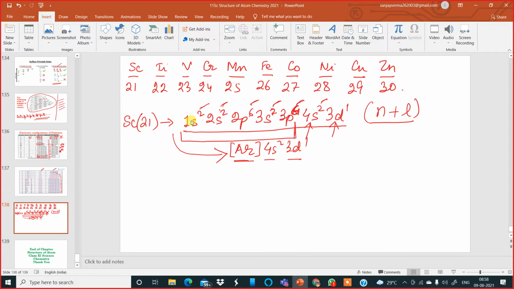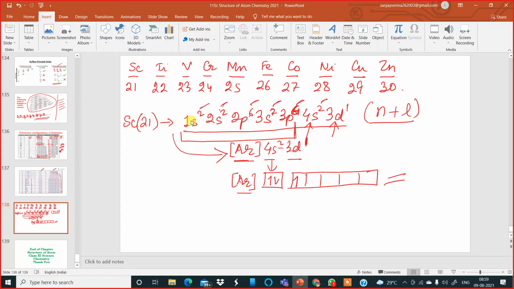Now, this 4s orbital contains 2 electrons. And the 3d orbital contains how many electrons? Tell me. It contains 1 electron. Okay, so this is how we are going to draw the orbitals according to Aufbau principle. 4s containing 2 electrons. Before that, you can write argon, Ar, like this. And then this is 4s, and this one is 3d. 3d the first orbital. Now this was for scandium.